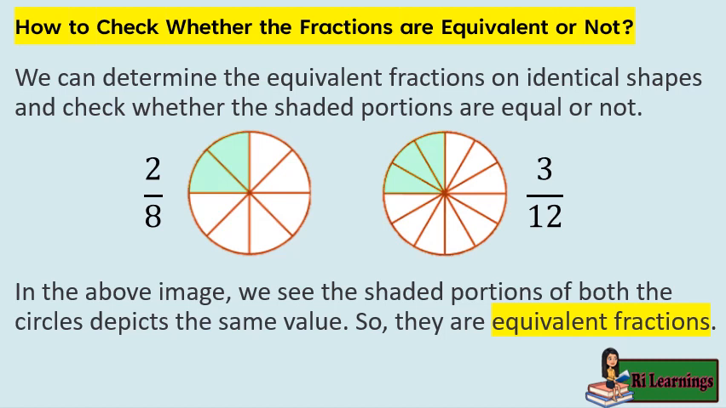How to check whether the fractions are equivalent or not? We can determine the equivalent fractions on identical shapes and check whether the shaded portions are equal or not. In the above image, we see the shaded portions of both the circles, 2/8 and 3/12, depict the same value. So, they are equivalent fractions.